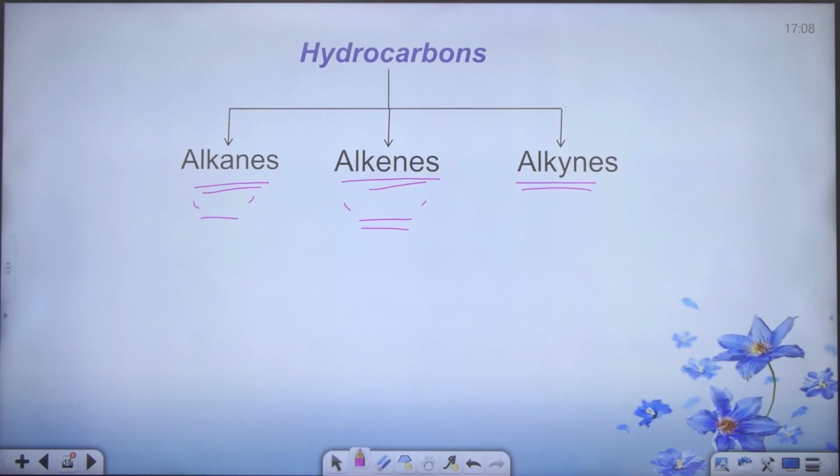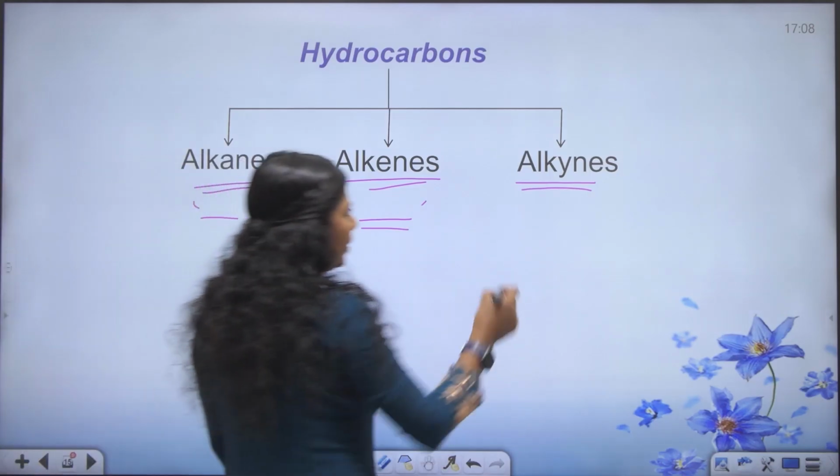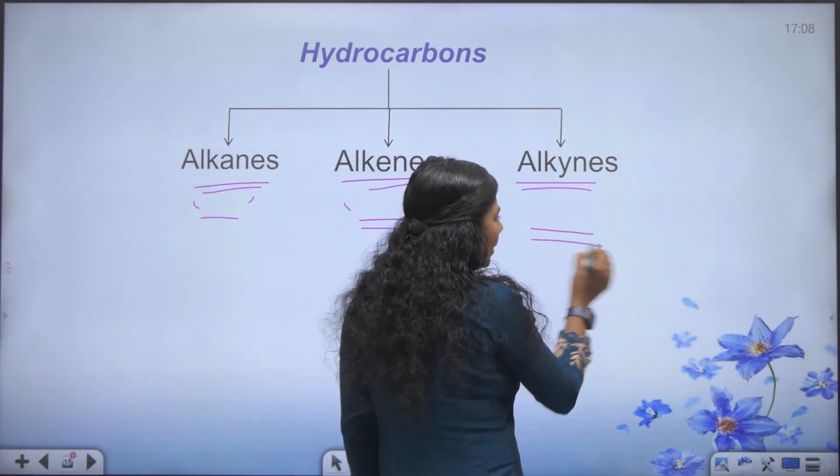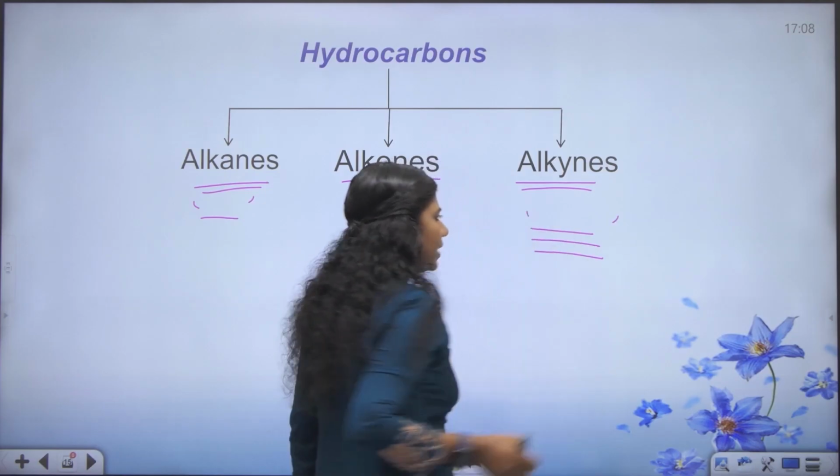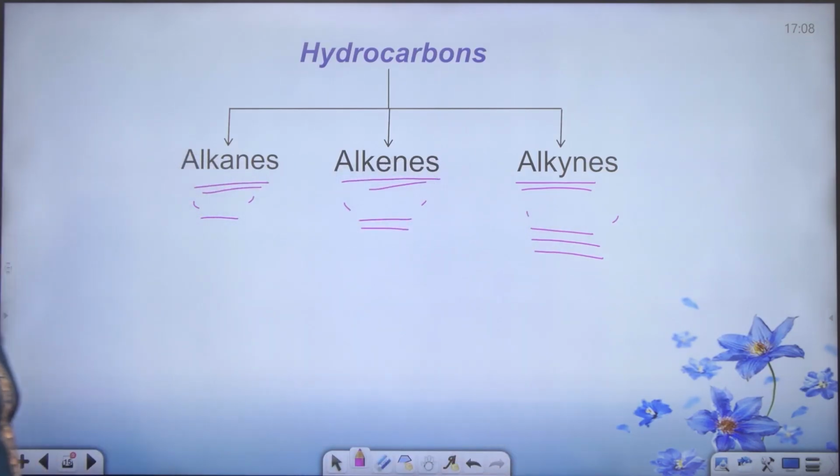And in alkynes, triple bonds are present. Alkynes are triple bonded compounds. For a single bonded compound, where all carbon-carbon bonds are single bonds, that type of molecule is known as alkane. If any one of the carbon-carbon bonds is a double bond, the molecule is alkene. And if any one of the carbon-carbon bonds is a triple bond, the molecule is alkyne.